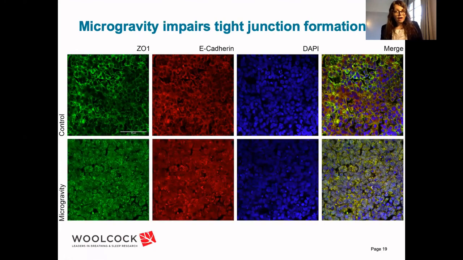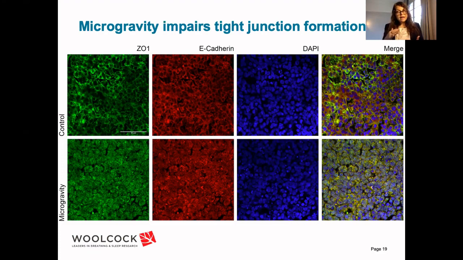When we looked at the microgravity exposed cells, what we found was that there was absolutely no co-localization or subcellular localization to the periphery. Both ECAD and ZO1 were found to be dispersed throughout the cell. There was no targeting to tight junctions. They didn't really co-localize together in terms of their tight junction structure.